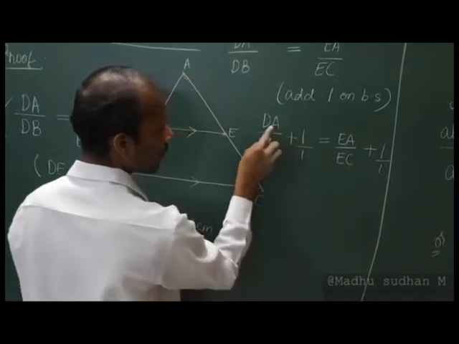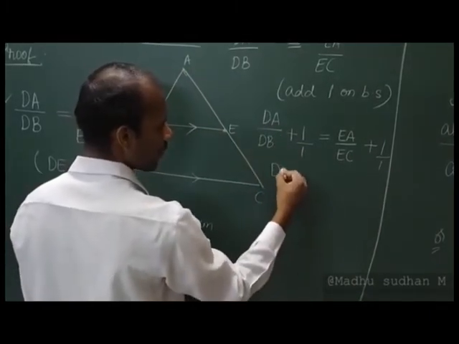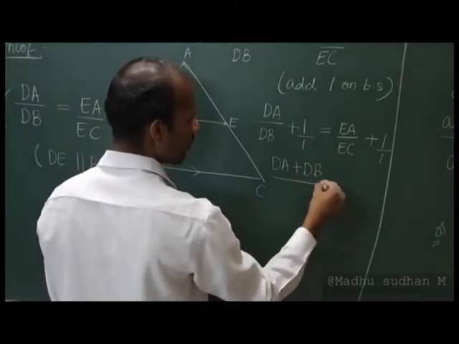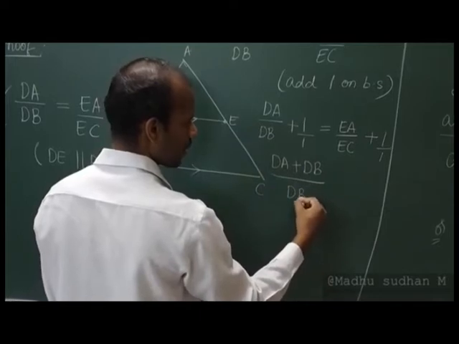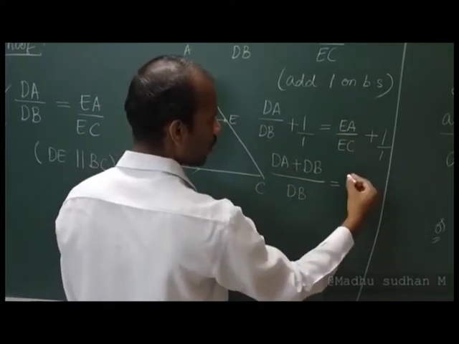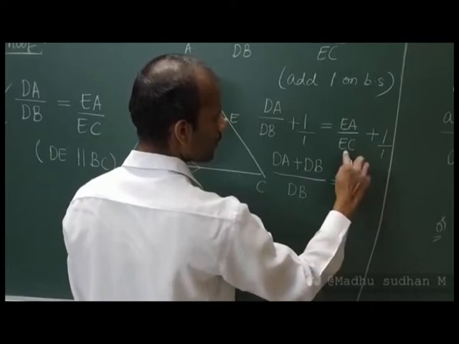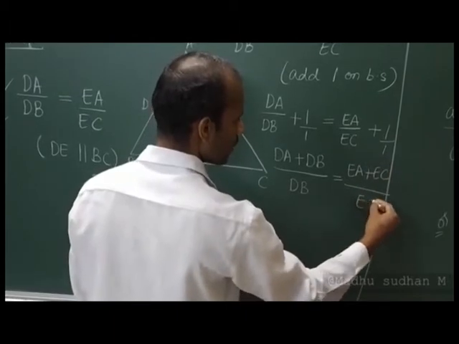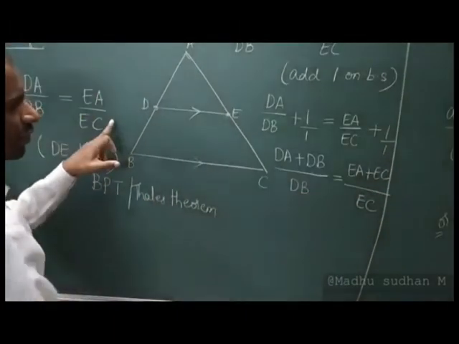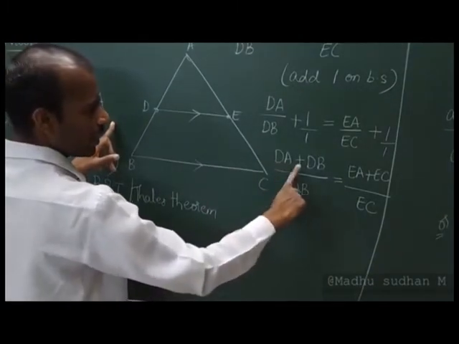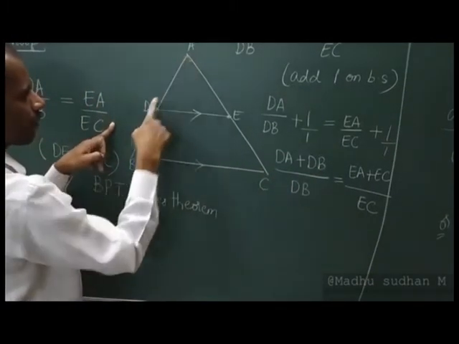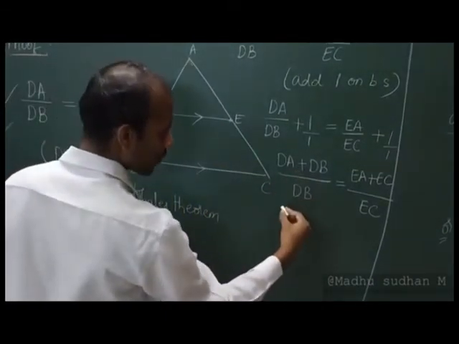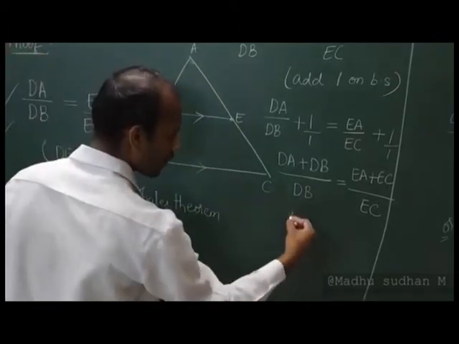Now apply this method: DA into 1, so this is DA, plus DB into 1, I shall get DB here, whole divided by DB into 1, which is equal to EA into 1, this is EA, plus EC into 1 is EC, divided by EC into 1, I shall get EC here. Now refer to the diagram. What is DA plus DB here? Shall I not get the complete length AB? So this is replaced, this is AB now.